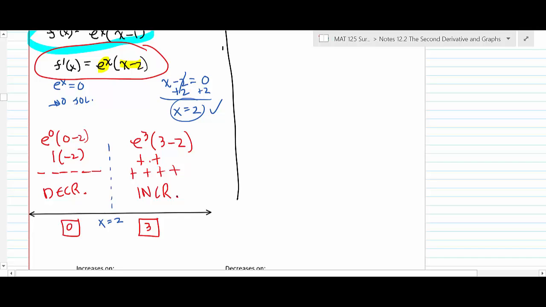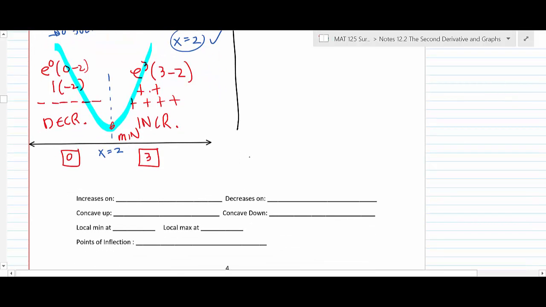Okay. What does that tell you about max and min? You have a minimum, right? Okay, so over that sign chart, you can say it's decreasing and it's increasing. So that means we have a local minimum there. So let's fill that out, and we'll do the concavity, and that'll finish us up here.